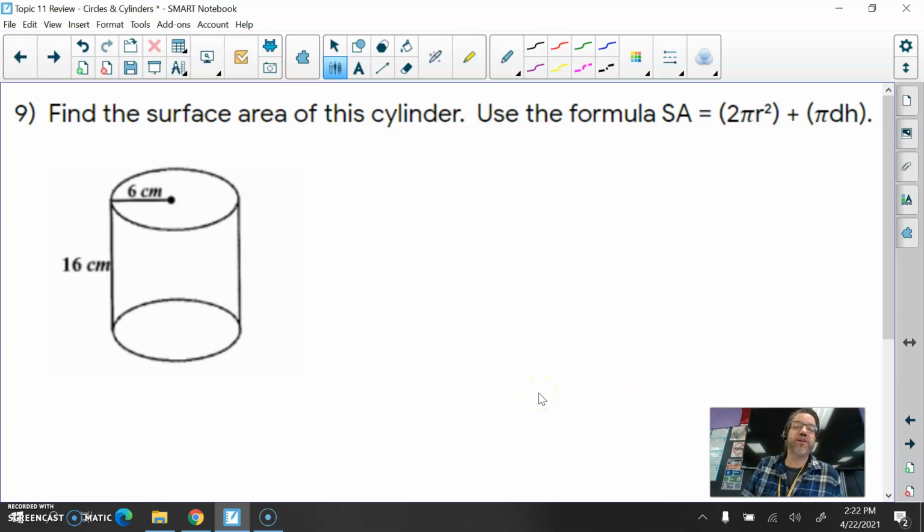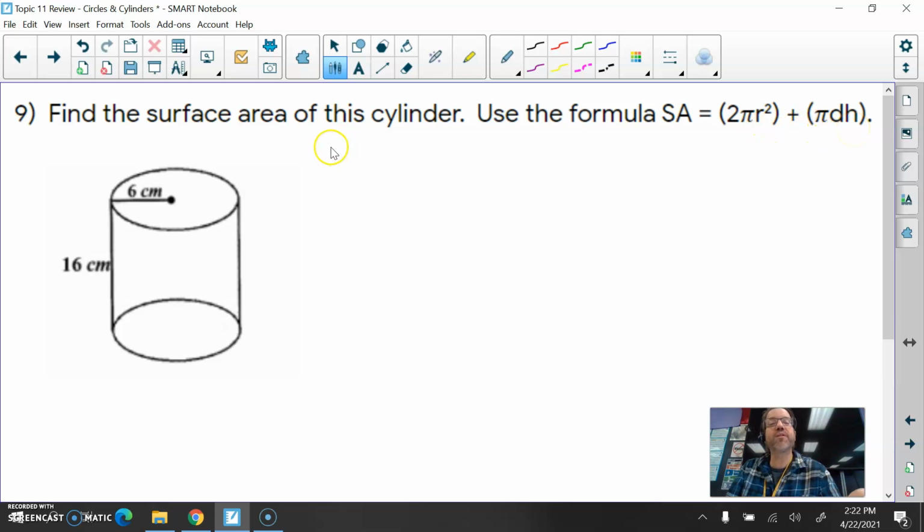All right, number 9. Find the surface area of this cylinder. And again, I'll always give you the formulas. The formulas will always be given on the test as well. You don't have to memorize these. Surface area, S equals 2 pi r squared plus pi dh.